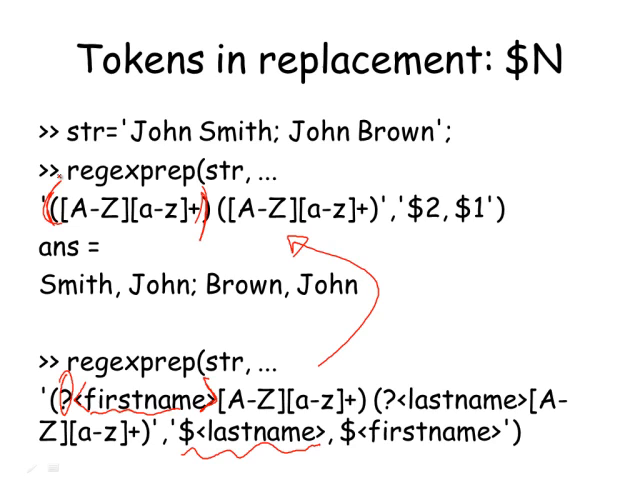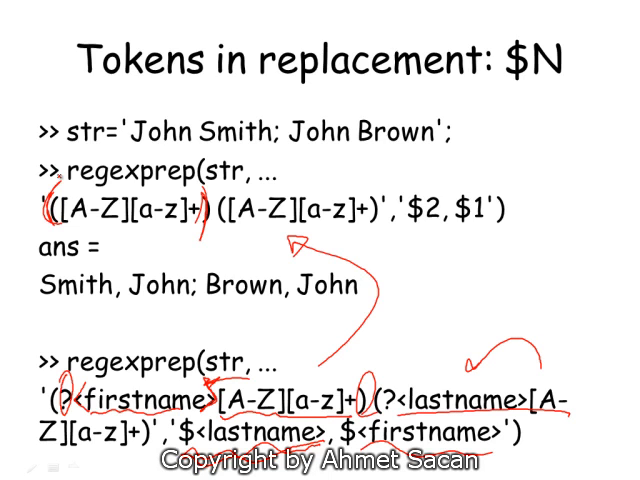Okay, so I'm capturing a capital letter followed by one or more lowercase letters, and I'm giving them the name first name. And then a space character, same thing, but now I'm giving it the name last name. In my replacement, now I can use the names that I used in my capture. It allows you to semantically refer to the things that you captured instead of using numbers.